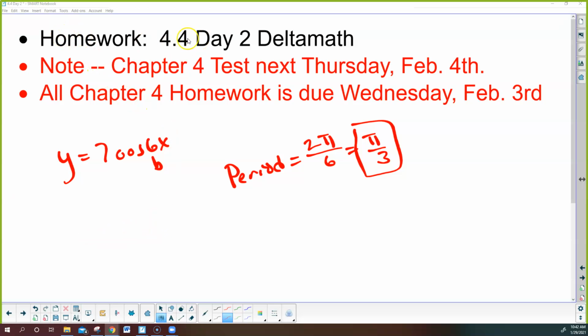But that's the homework today for Day 2. There is no tangent on there, which is fine. We just wanted to expose you to tangent so you knew what it looked like, but that's something we're going to kind of skip, and it will not be on the test.